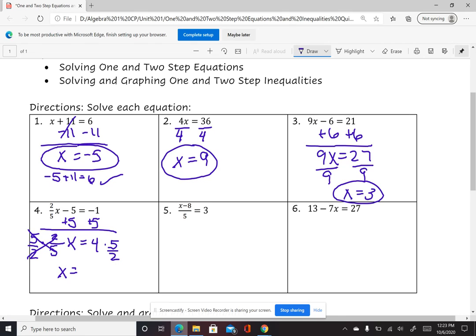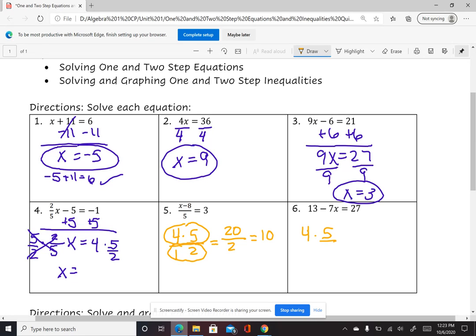And we talked about how there's 2 ways that you can multiply fractions. So if you do 4 times 5 over 2, you can put the 4 over 1. You can multiply straight across the top and straight across the bottom. So we get 4 times 5 is 20, divided by 1 times 2 is 2. 20 divided by 2 gives us 10.